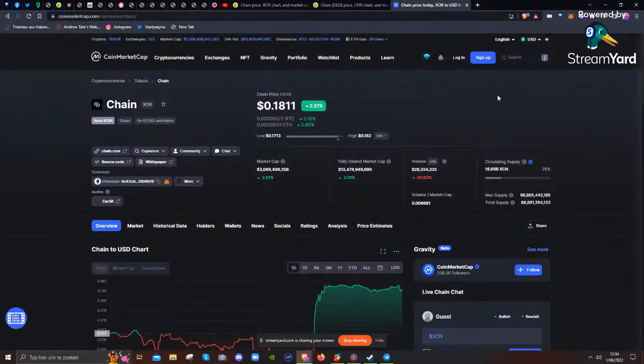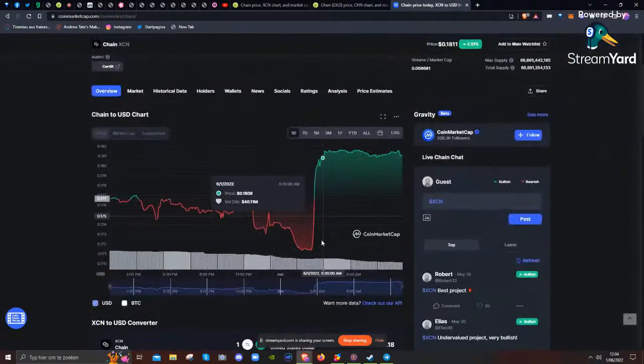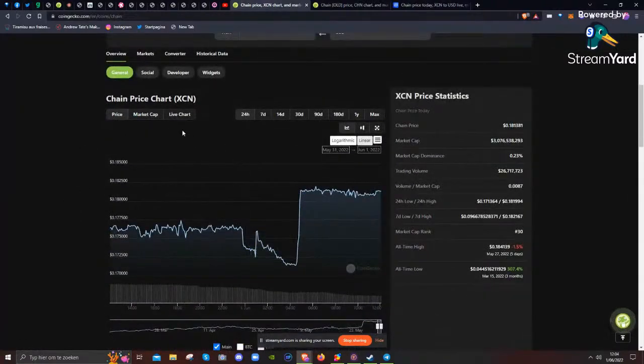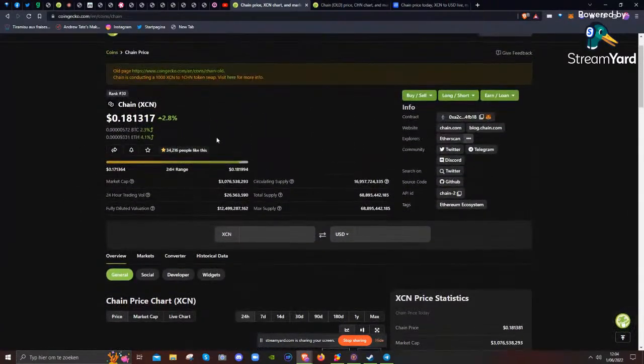Up here, there's nothing really different. That's an oddity. Let's take a quick look here. Okay, what do we see here on screen? Currently trading at 18 cents, has been going up 2.8%. It is doing well when compared against Bitcoin and Ethereum. Market cap is about 3 billion, 3 billion 76 million. 24-hour trading volume 26 million, which is okay-ish. Fully diluted value 12 billion.